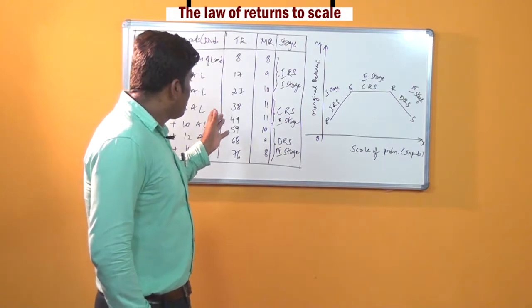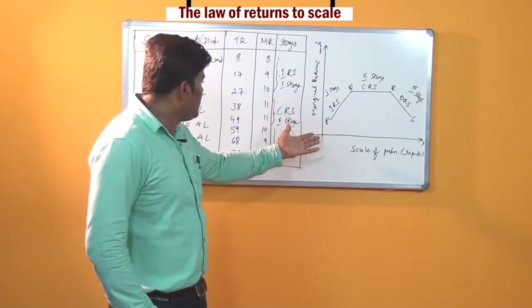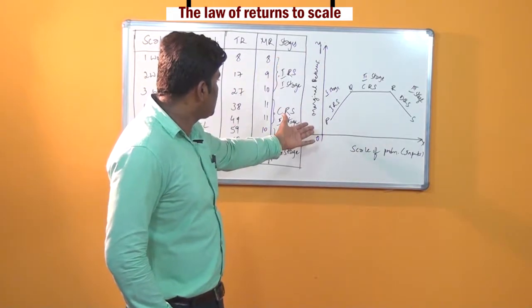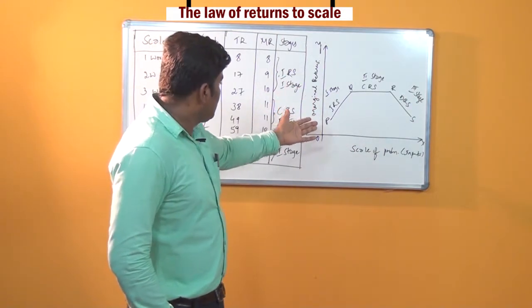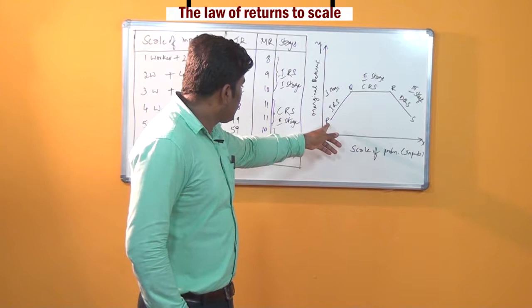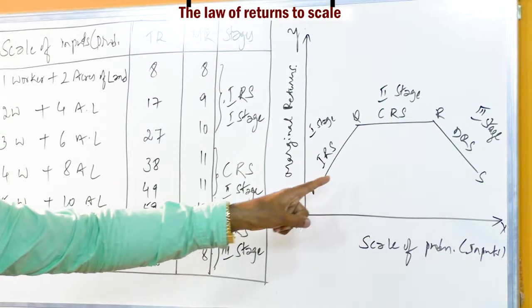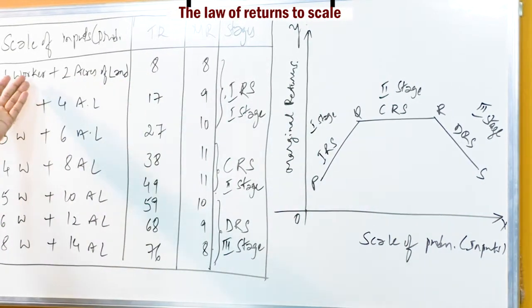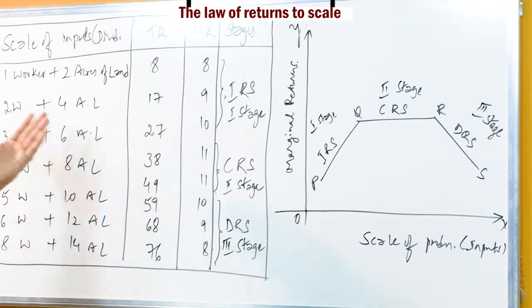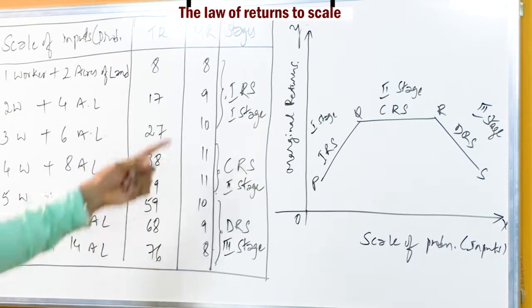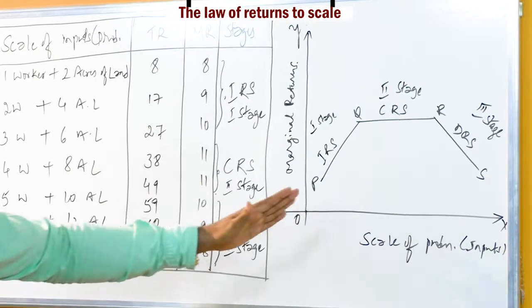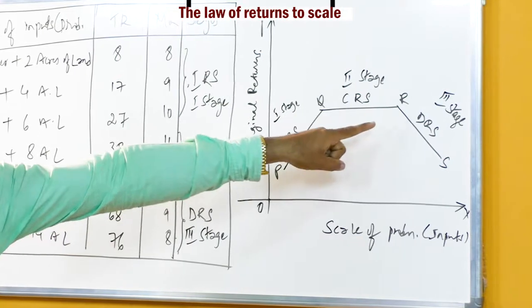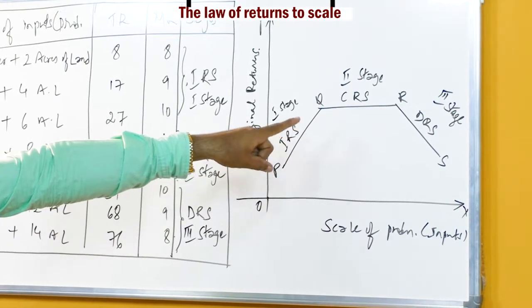If you go through the diagram drawn here, the OX axis measures scale of production or inputs, and OY measures marginal returns. See, in the first stage, from point P to point Q, it indicates increasing returns to scale. Why does it happen? In the first stage, as the firm uses more and more workers as well as land as factor inputs, the marginal return starts to rise. That's why it is said to be increasing returns to scale, and from point Q onwards to point R, the stage is constant returns to scale.